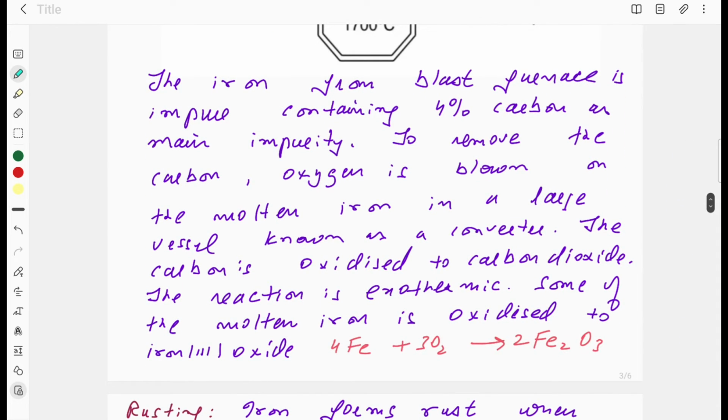Let me again point out, the iron from the blast furnace is impure, containing 4% carbon as the main impurity. To remove the carbon, oxygen is blown on the molten iron in a large vessel known as a converter. The carbon is oxidized to carbon dioxide. This reaction is exothermic, and the side effect of this exothermic reaction is this: some of the molten iron reacts with oxygen to form Fe2O3. So it goes back to Fe2O3.